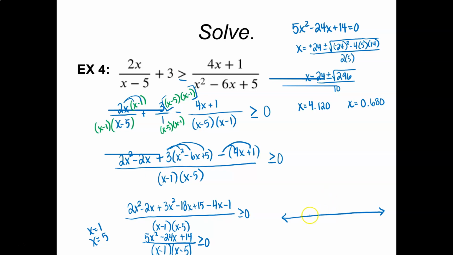So our line is going to have 0.680, we'll have 1, we'll have 4.120 and 5 on our line here. And then our factors over here are going to have to be 5x squared minus 24x plus 14, that one factor, and then x minus 1, x minus 5, and then the answer.